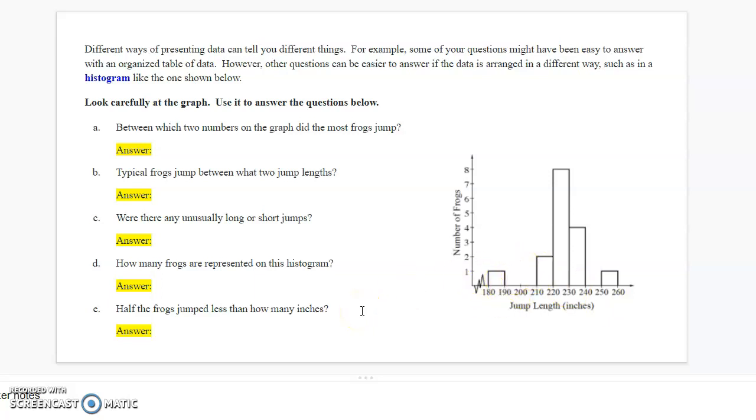And E, half the frogs jumped less than how many inches? So you have to find where the half mark would be and see how many inches those frogs jumped. Okay, and that is your assignment for today. So you have to fill out that third slide.